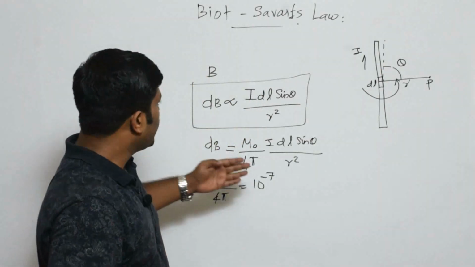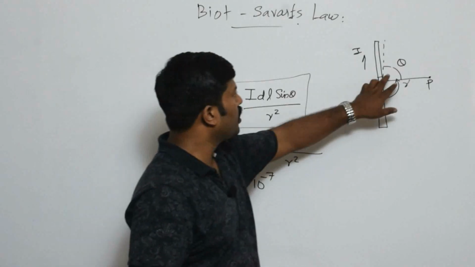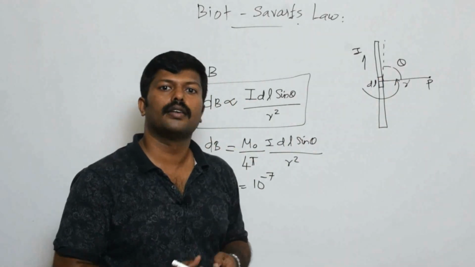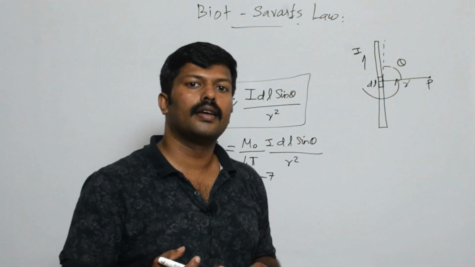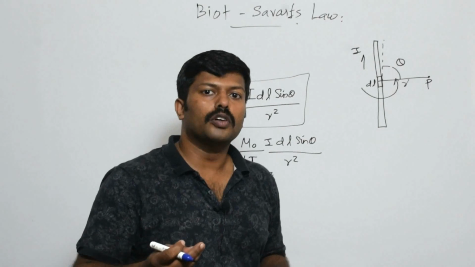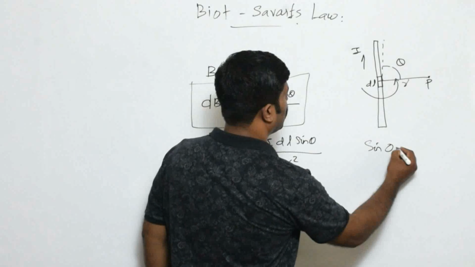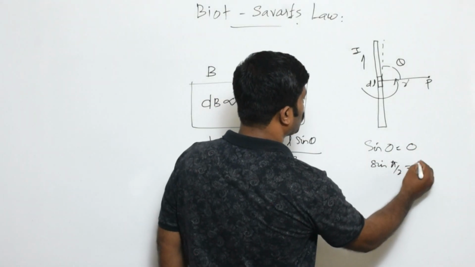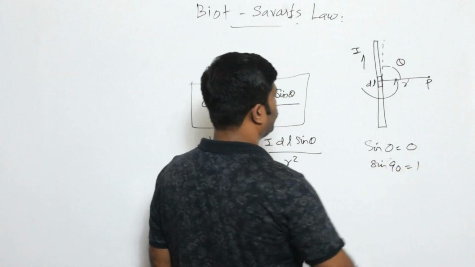Now, since an angle is considered here and it is sine theta, we all know that sine 0 is 0, and sine pi by 2 is 1. Or we can say sine 90 degrees is equal to 1.